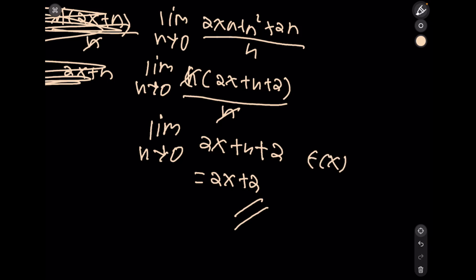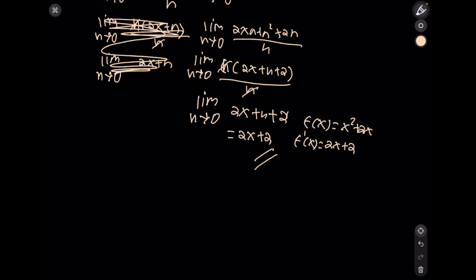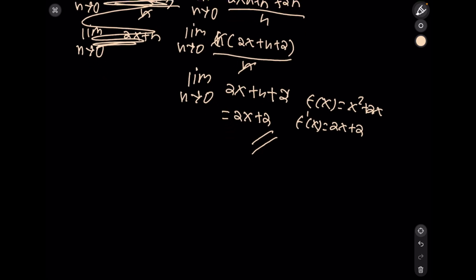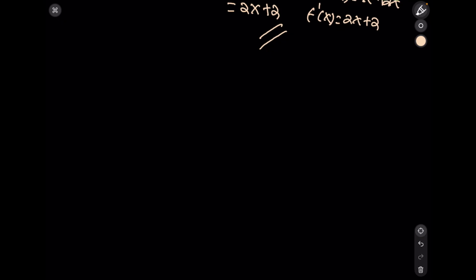So f of x is equal to x squared plus 2x. Then we can safely assume that f prime of x is equal to 2x plus 2. Now, there's a method to gain the answer really quickly, which I'll show in my next video, because I already knew the answer in like 5 seconds. Actually, less than 1 second. Not being arrogant, I'm being cocky.